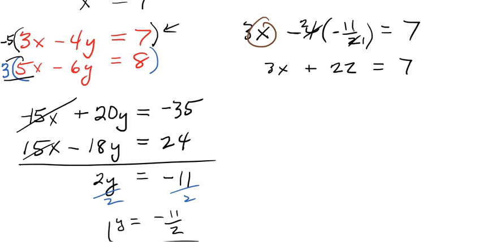4 times 11 over 2. You could just go 4 times 11 is 44, divided by 2 is 22. You can do that too. You don't have to simplify like I did first. But again, that's going to save you some time. All right, so 3x, what do we do? 7 minus 22 is going to be what? What's that? 15?